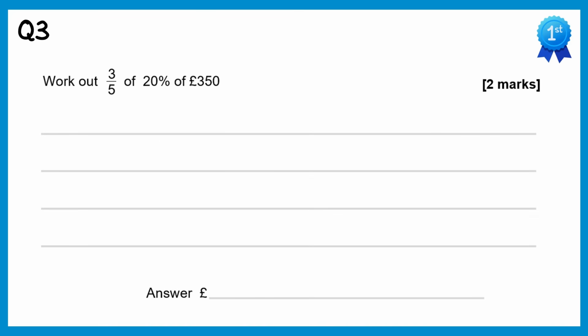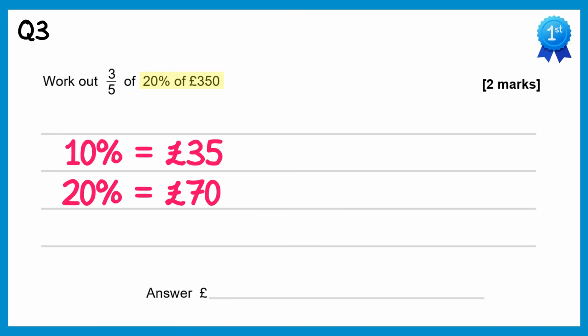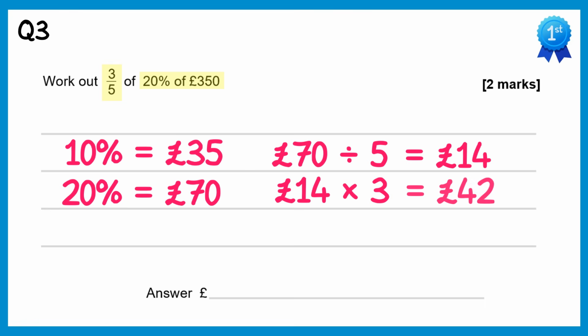In this question we need to work out 20% of £350 first. To do this, we'll do 10%, which is £35, and then if you double this, 20% will be £70. We then need to find 3/5 of 70. To do this, you do 70 divided by 5 first, that gives you 1/5, which is £14, and then take that £14 and times by 3, which gives you £42. So the answer is £42.